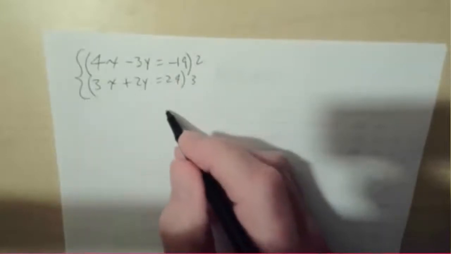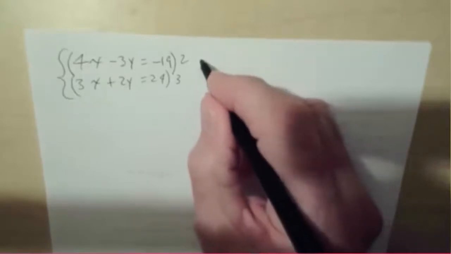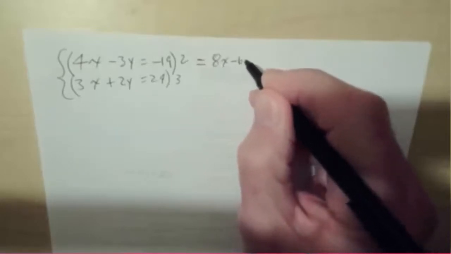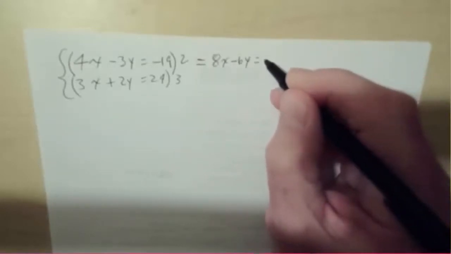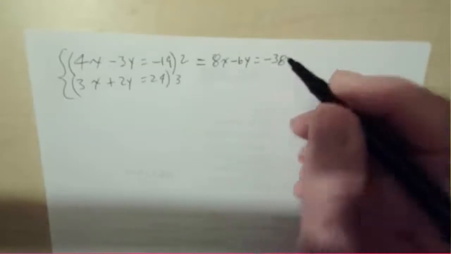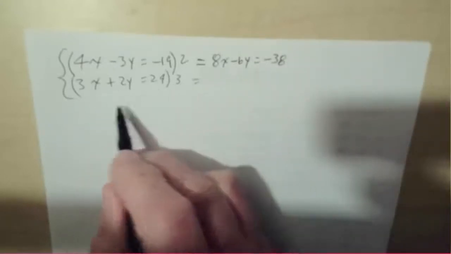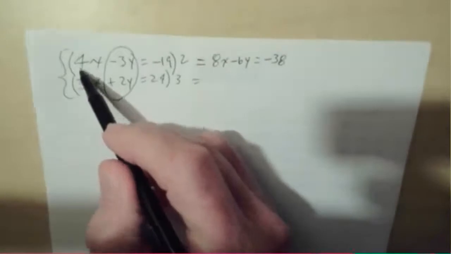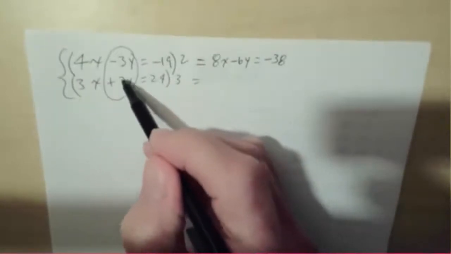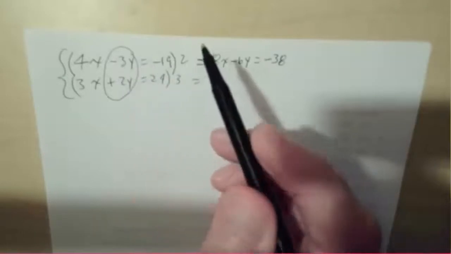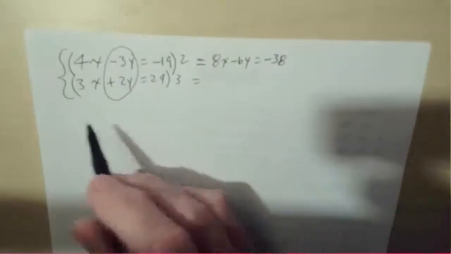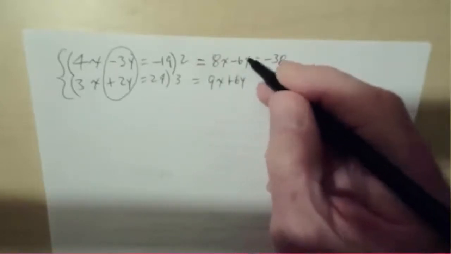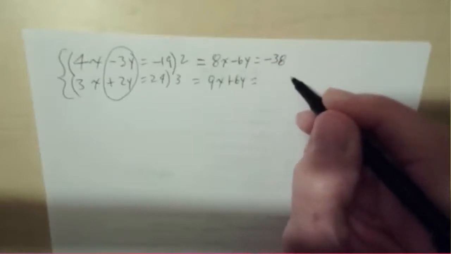So now we do distributive property, and we get 8x minus 6y equals negative 38. This one, we're going to multiply by 3, because remember, what we want to do is eliminate these two. We could just as easily have eliminated these, but these numbers are smaller. This one's already negative, so let's use that one. By 3, and we get 9x plus 6y. See, there we go. We eliminated that one. Equals 72.